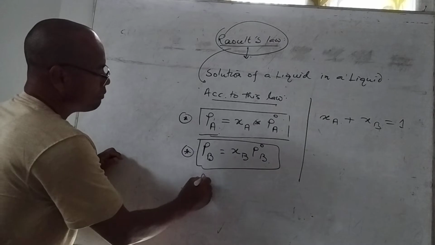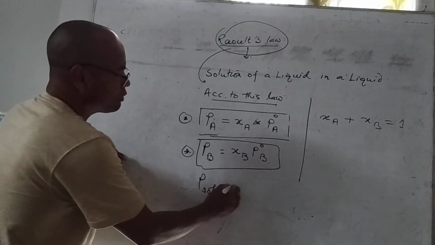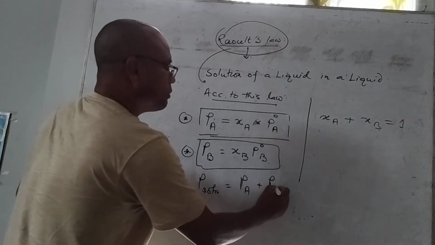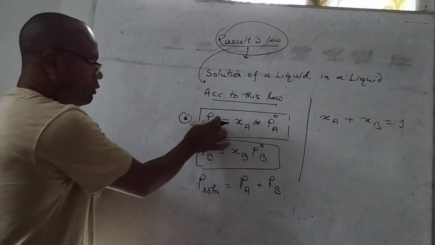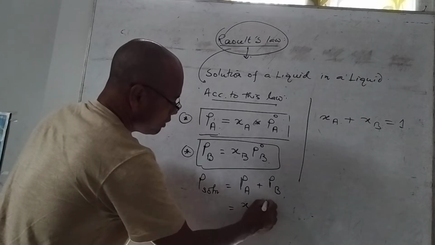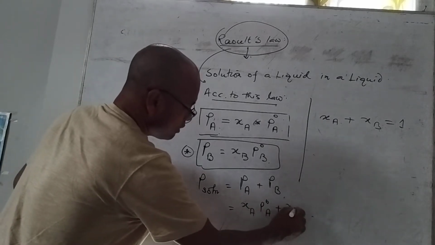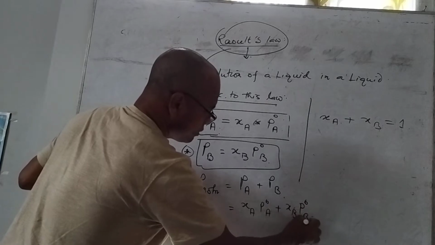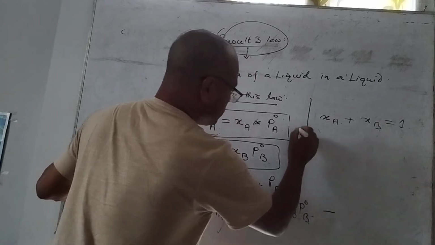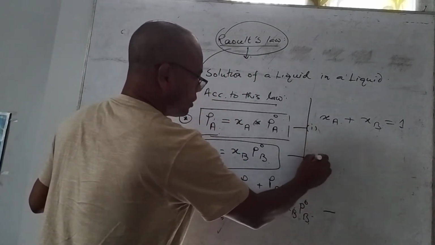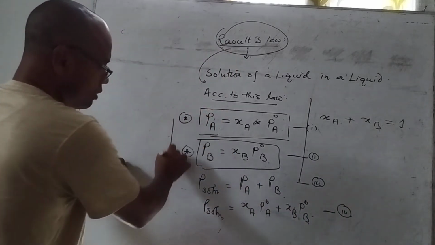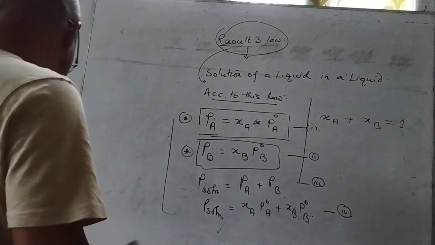See, the total vapor pressure of the solution is the sum of the vapor pressure of component A plus the vapor pressure of component B. So we can put it here as XA P naught A plus XB P naught B. This is also Raoult's law, we can say. All these are related to Raoult's law, right?